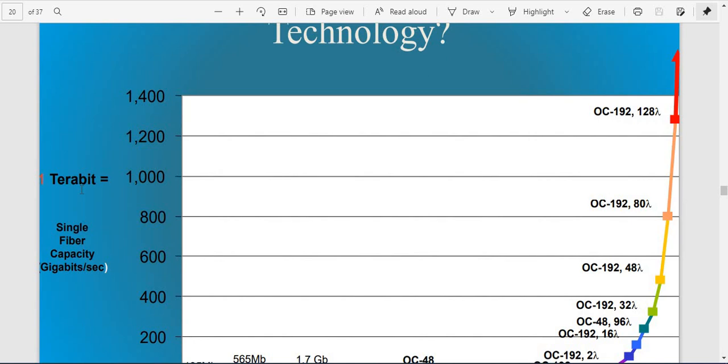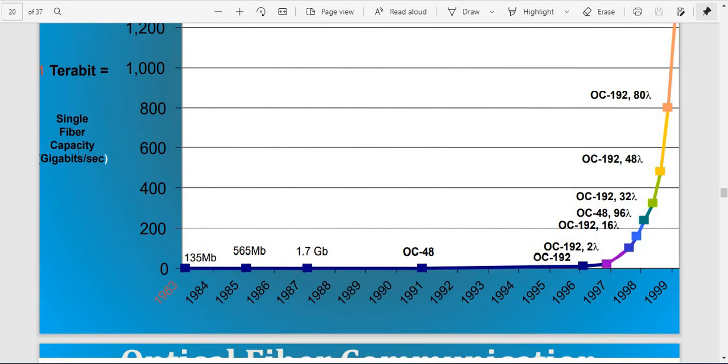Likewise, as the number of bits increases, the usage of those bits also increases. So I have taken an example here with single fiber capacity. We have seen single fiber, right students? And we have used multiple fibers also. When we find the single fiber capacity, it is in the form of gigabits per second on one axis, and on the x-axis we are taking the number of years.